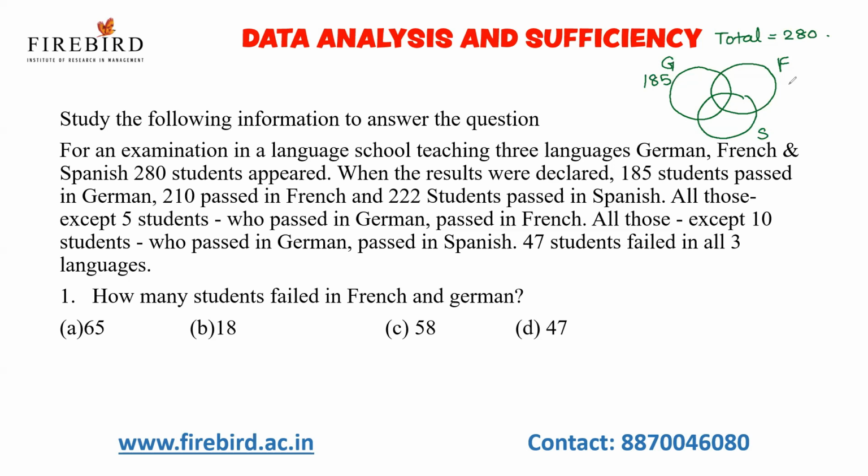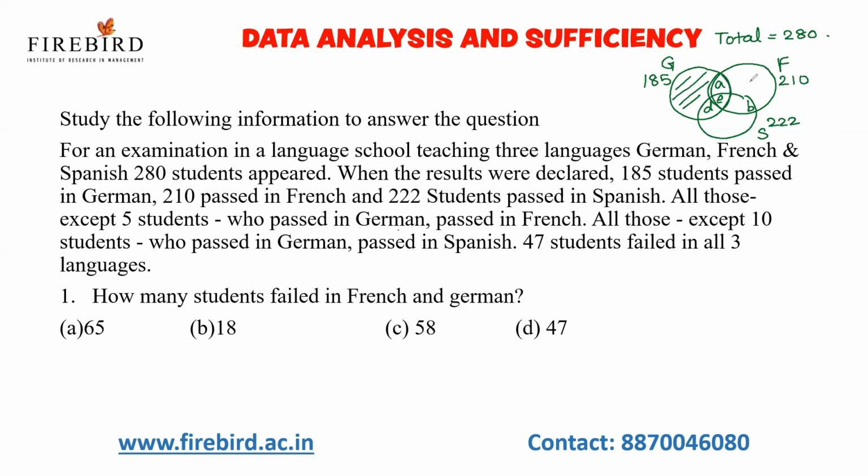And 210 students passed in French. 222 students passed in Spanish. All those except 5 students who passed in German passed in French. So let us take this area as A, this area as E, this area as B, and this area as D. See, this region which I am shading now represents the students who passed in German only. And this whole area represents the students who passed in German as well as French.